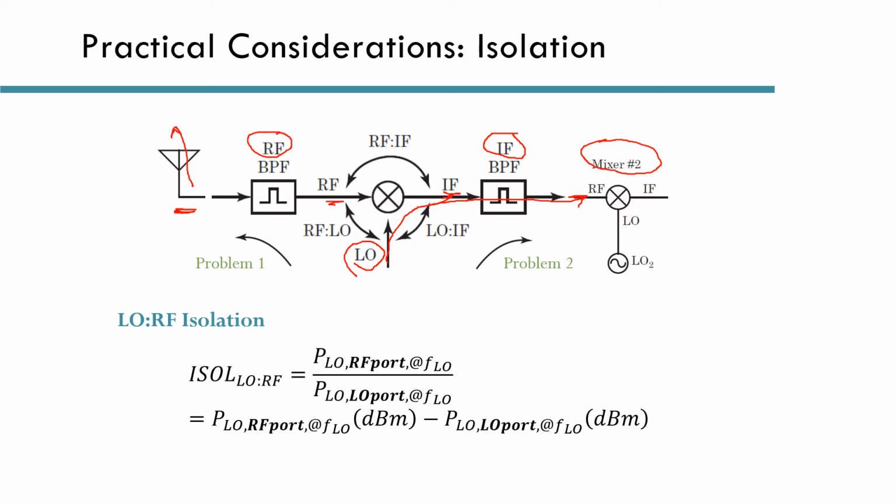So we can characterize a mixer by the isolation between each of its ports. We have the RF LO isolation, we have the RF IF isolation, and the LO IF isolation. And here I am showing the LO RF isolation because it is the one we care most about. And the other two can be calculated in a similar way.